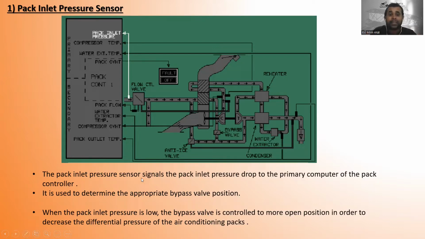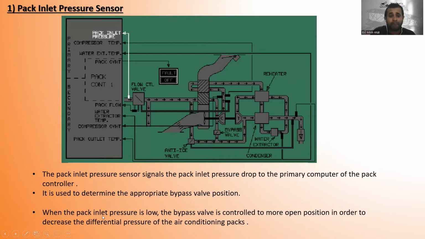The pack inlet pressure sensor signals the pack inlet pressure drop to the primary computer of the pack controller. This is the pack controller, so this is the primary computer, and this signal will go to the primary computer. It is used to determine the appropriate bypass valve position. So this is the bypass valve.